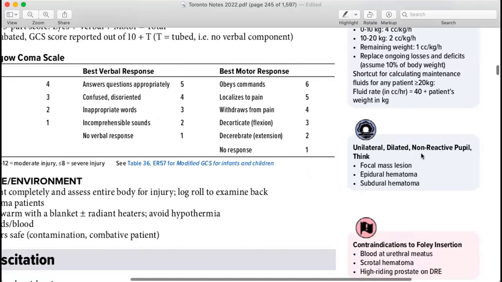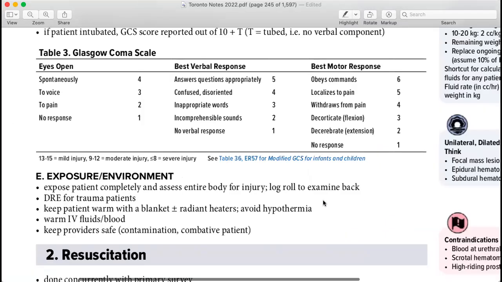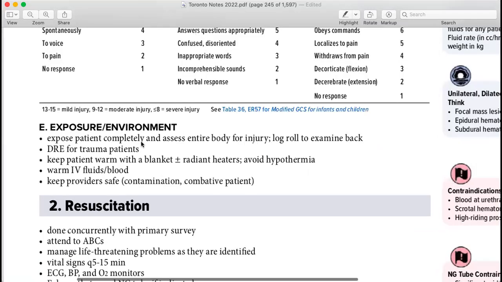Unilateral dilated non-reactive pupil, think focal mass lesions, epidural hematoma and subdural hematoma. Expose the patient completely and assess the entire body for injury. DRE for the trauma patients, and then keep patients warm with blankets and radiant heaters. Avoid hypothermia, warm IV fluids and the blood. Keep providers safe from contamination, and watch for the combative patient.